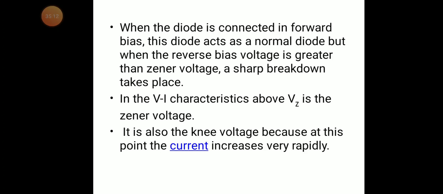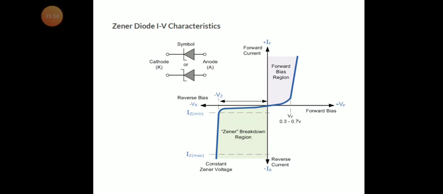In the VI characteristic, Vz is called the Zener voltage. It is also the knee voltage, because at this point the current increases very rapidly. You can see the diagram of the Zener diode IV characteristics. The symbol is also there: cathode and anode, represented in the form of a Z.